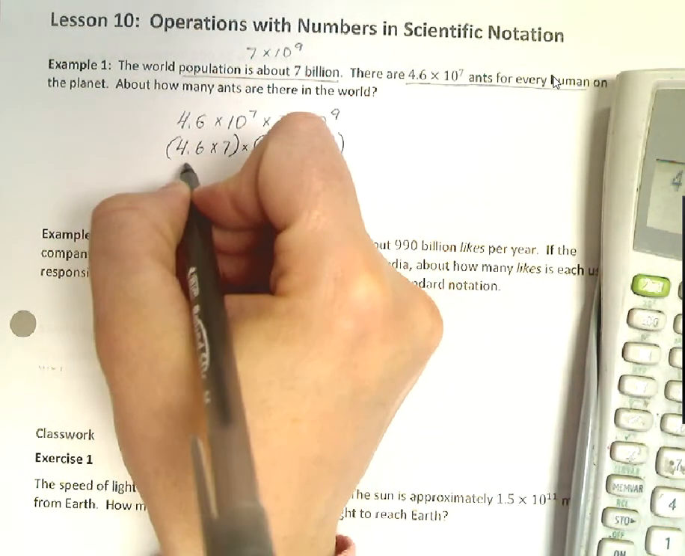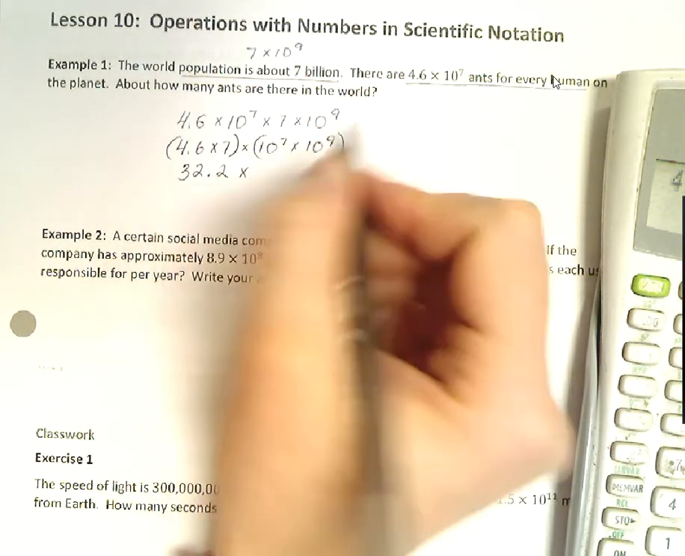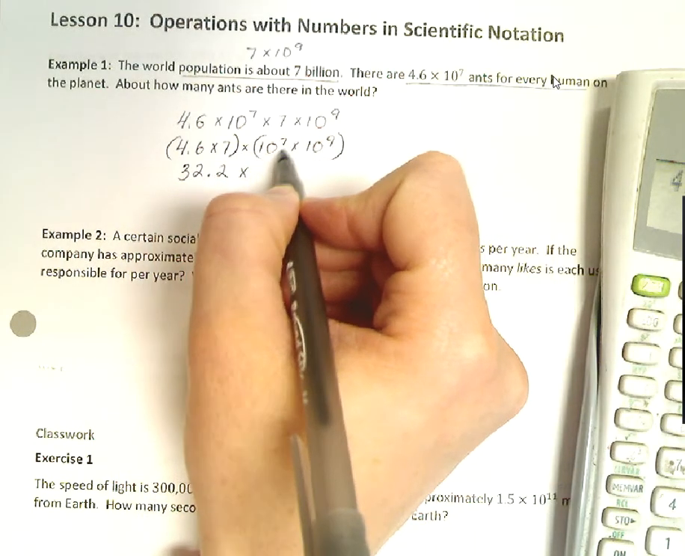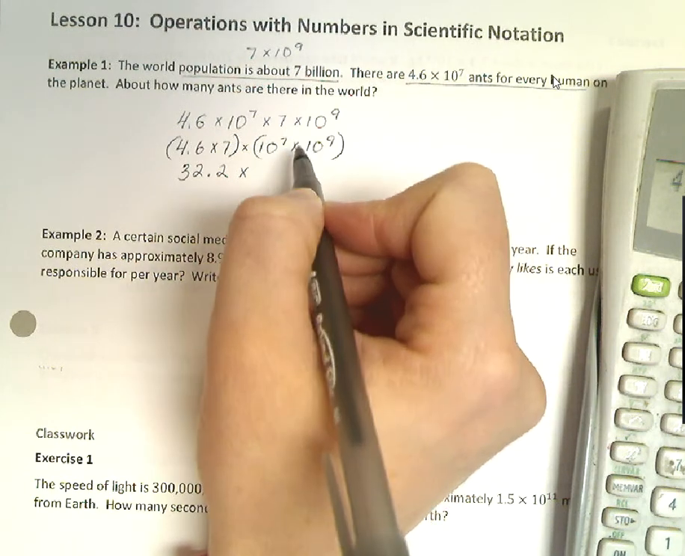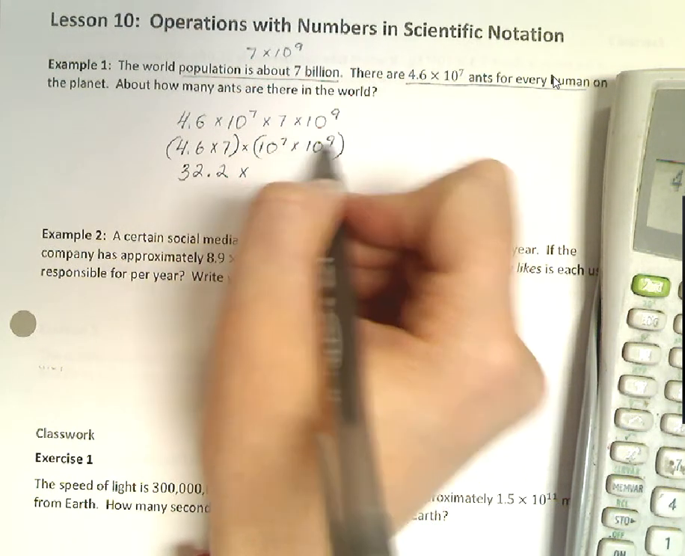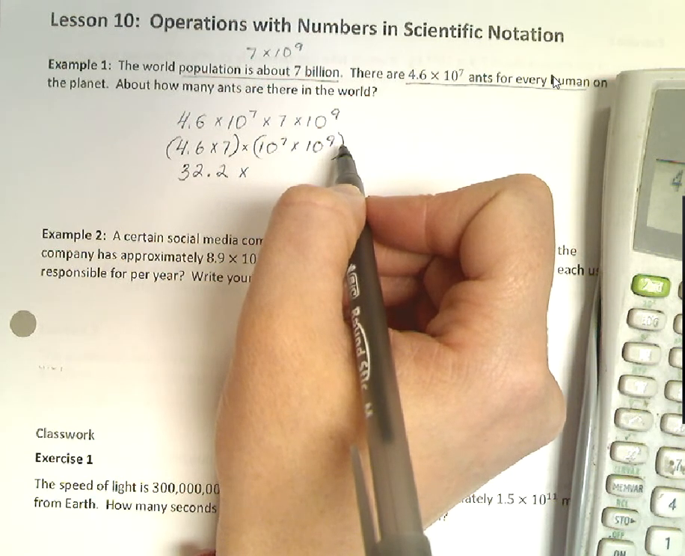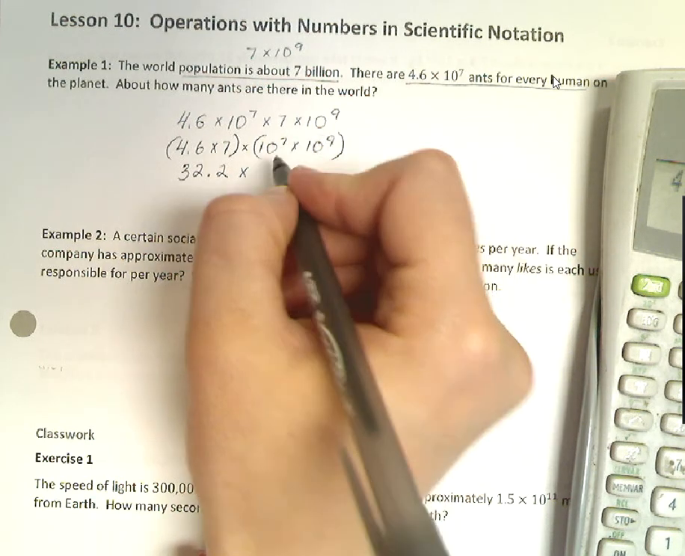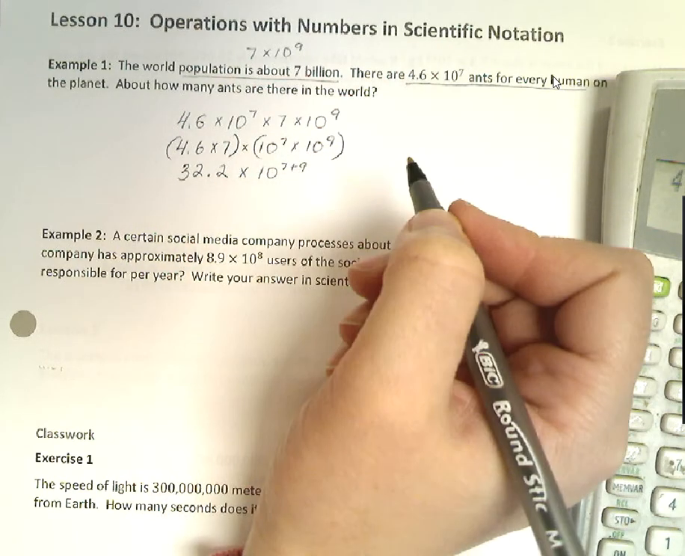So that's what I'm writing, 32 and 2 tenths times. Now I have 10 to the 7th times 10 to the 9th. I'm multiplying numbers with the same base and different exponents. So what is that rule that I'm following? I'm adding the exponents, and I will get 10 to the power of 7 plus 9.